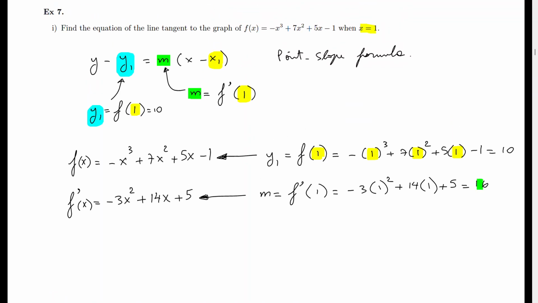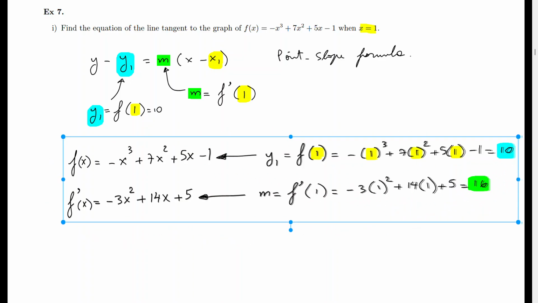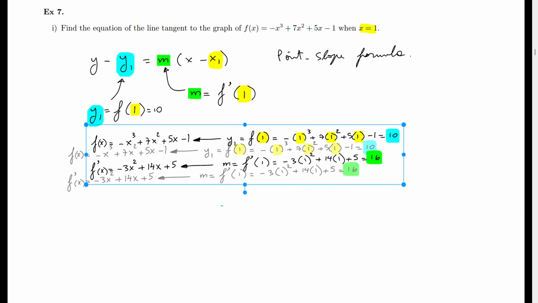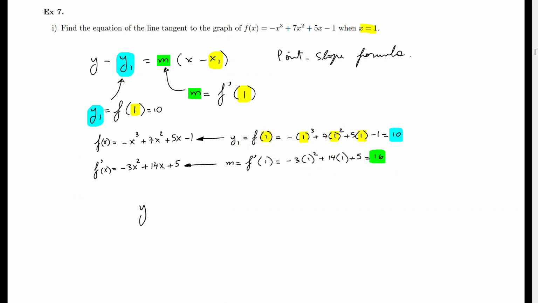So we know that m is 16, we know that y1 is 10, and we know that x1 is equal to 1. Okay, great. Now that we have all this ready to go, we are finally ready to find the equation of the line. So back to the equation of the line, y minus y1 equal to m times x minus x1 becomes, with the new numbers that we just found, y minus 10 equals 16 times x minus 1.